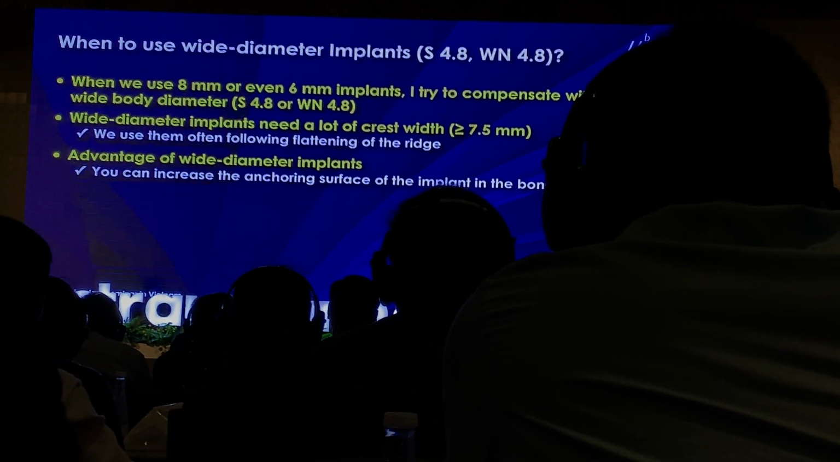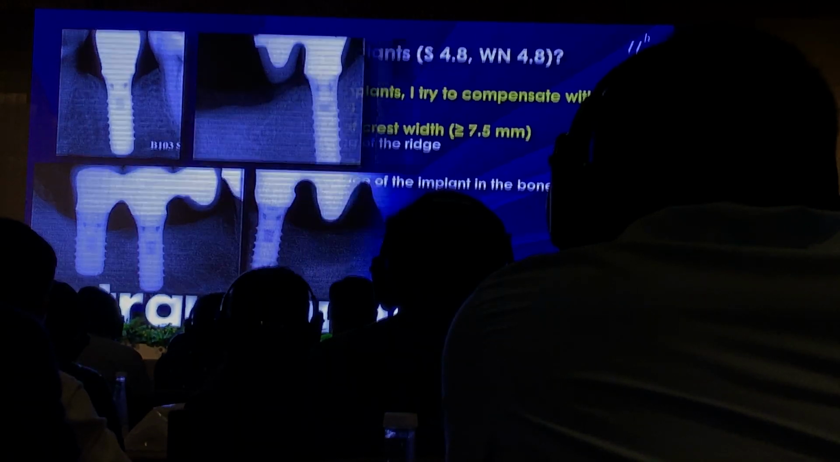You can increase the anchoring surface of the implant to take the load-bearing capacity of functional loading.